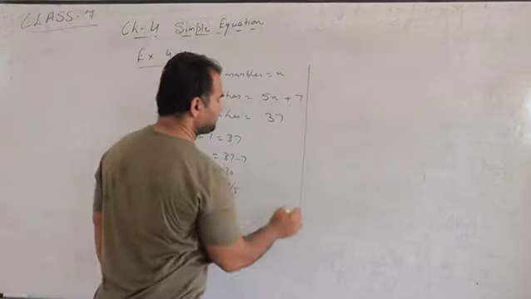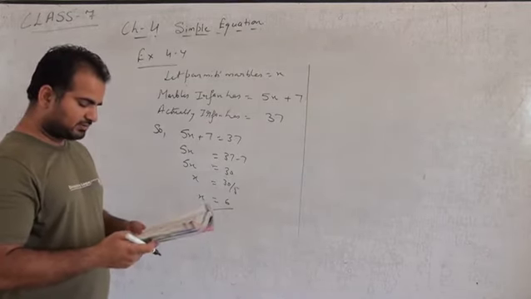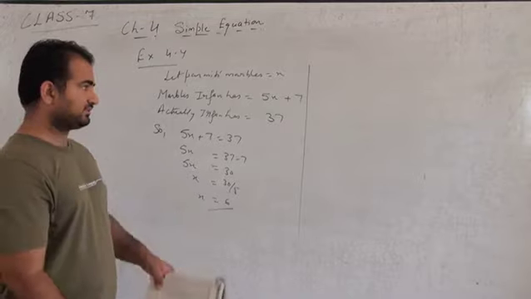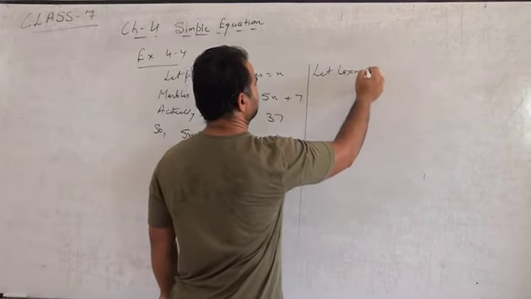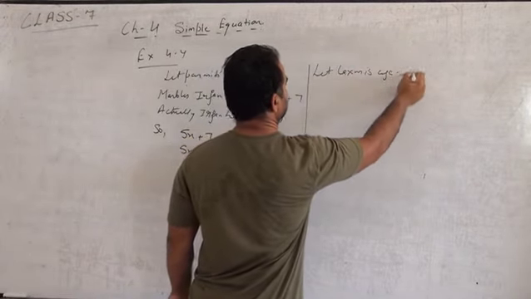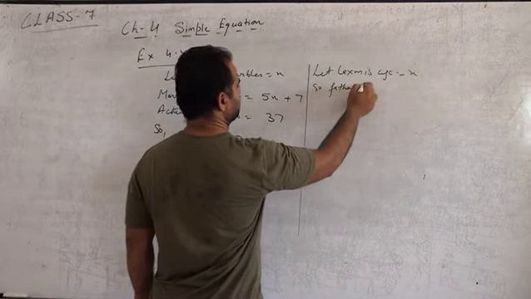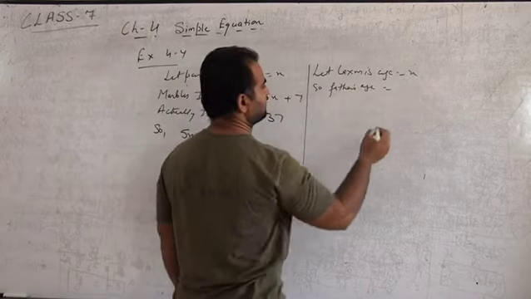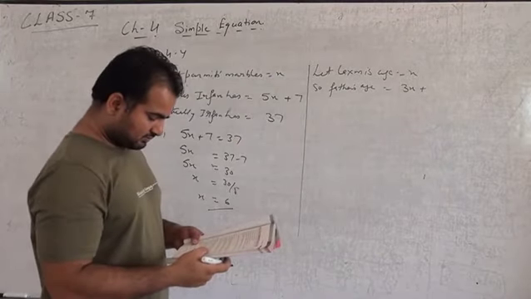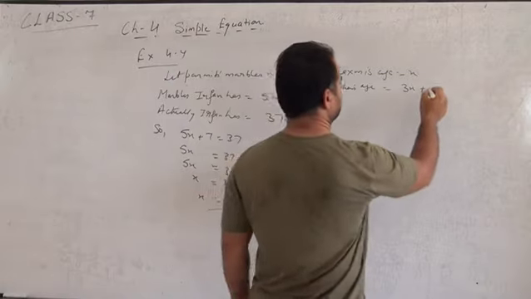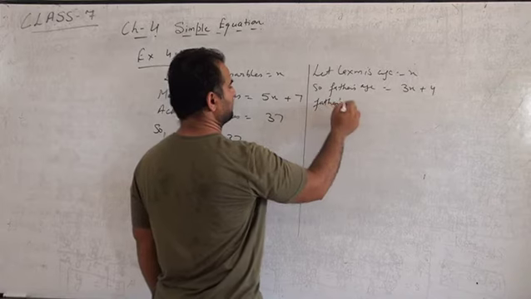Now the question is, Lakshmi's father is 49 years old. He is 4 years older than 3 times Lakshmi's age. So let Lakshmi's age equal x. Father's age equals 3 times x plus 4. And father's actual age equals 49.